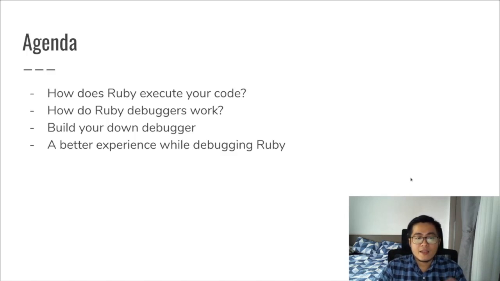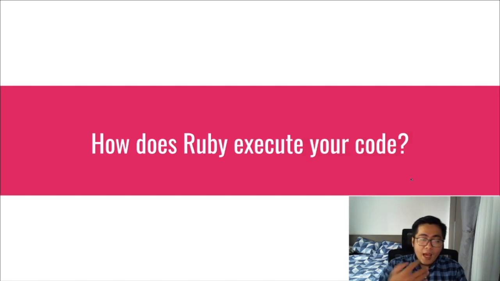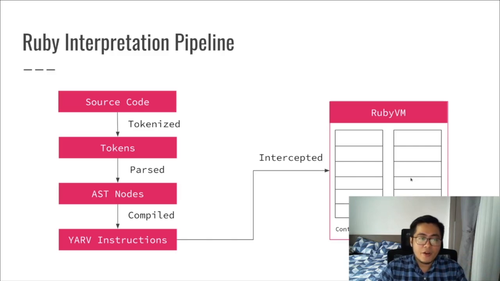How does Ruby execute your code? At first glance, maybe most of you are taught that Ruby is an interpreted language. So will Ruby execute your code line by line, or how does it do it in the background? It's actually more complicated than it seems. When Ruby starts executing your code, there are a lot of steps before your code is actually running. They form a pipeline to interpret your code.